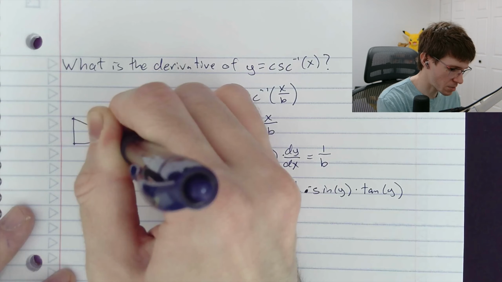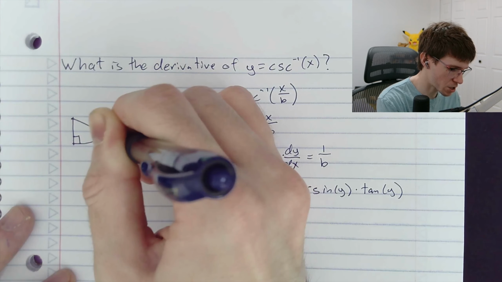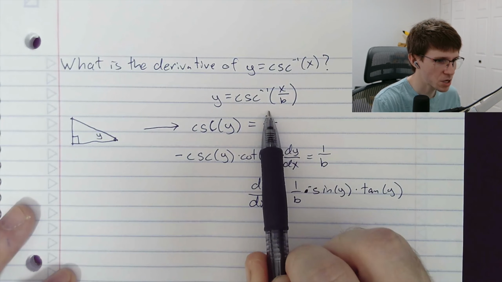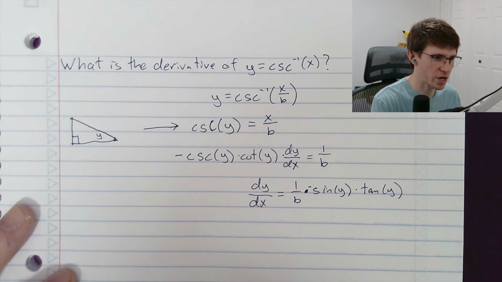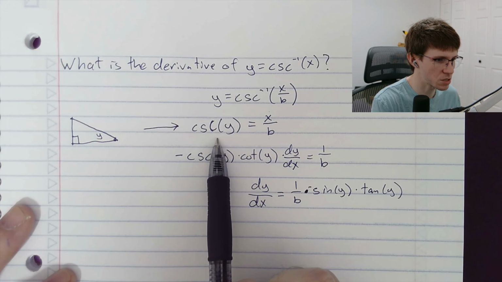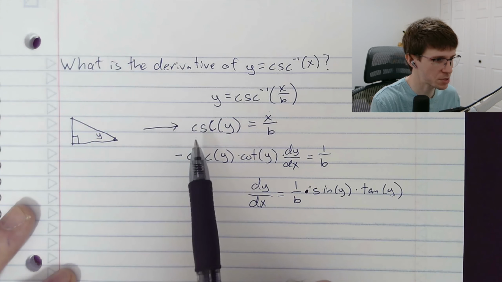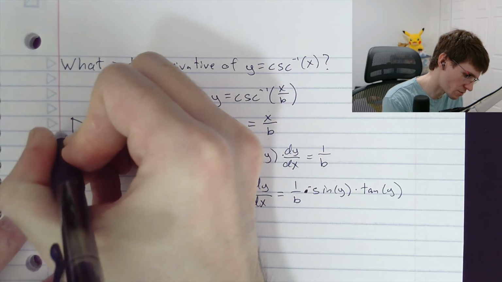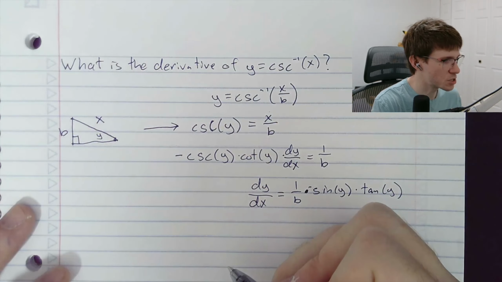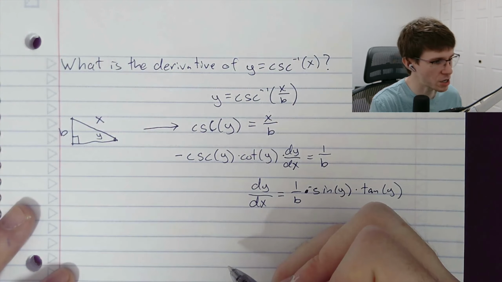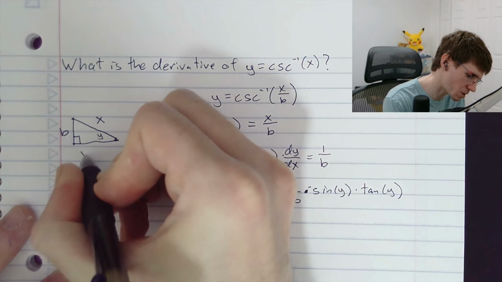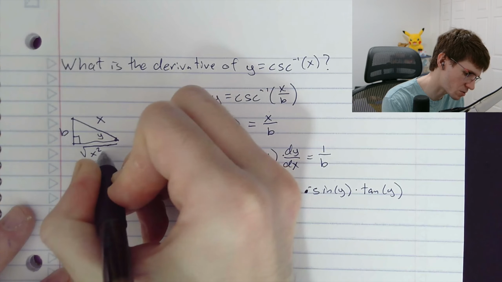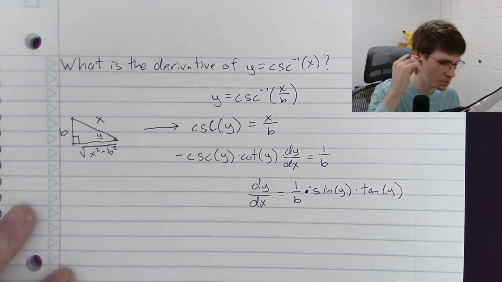So the triangle we're talking about here is a basic old right triangle that has an angle of y and a hypotenuse over an opposite of x over b, because cosecant is 1 over sine, the reciprocal of the opposite over hypotenuse. So it is the hypotenuse over the opposite. Using some basic Pythagorean theorem, our a squared plus b squared equals c squared, we can rewrite this bottom part as square root of x squared minus b squared.